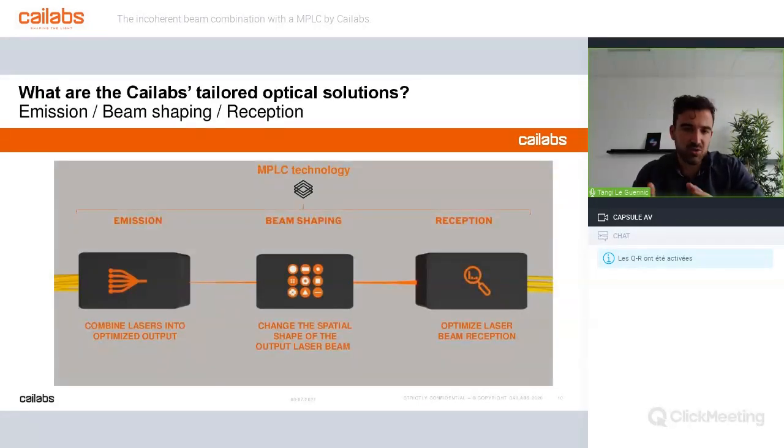What are the Cailabs tailored optical solutions? We can summarize it as technical functions divided in three main categories. At the emission, we can combine or multiplex laser beams. As beam shaping experts, we can also change the spatial shape of the output beam to realize a top hat, a line, a star, or a donut, for example, with optimal performances. And finally, we propose several functions to optimize or analyze the beam reception of an optical system.